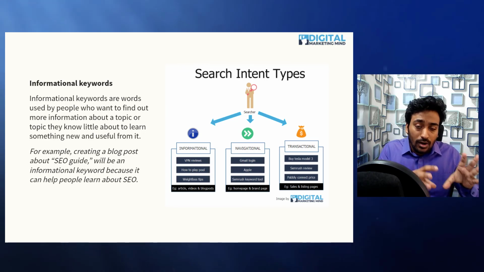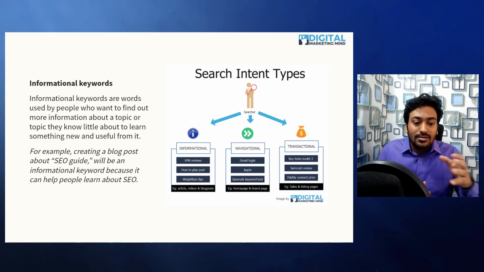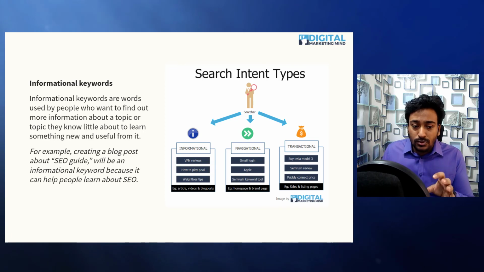That is what we call an informational keyword. Some examples include VPN reviews, how to play pool game, weight loss tips. Typically, we will find articles, videos, blog posts, all of this under informational keywords.